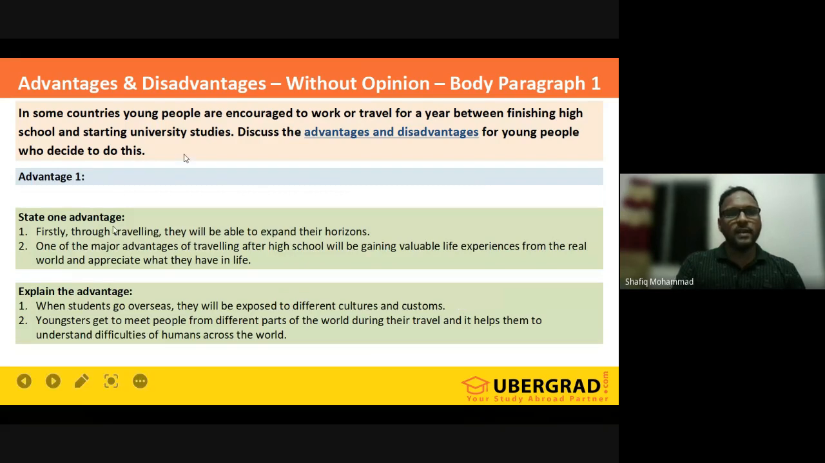Then you can say, one major advantage of traveling after high school will be gaining valuable experiences from the real world and appreciating what they have in life. Okay, again, don't use firstly two times. Then you can explain about it. When students go overseas, they get exposed to different cultures, customs. So you're just explaining the above given statement.